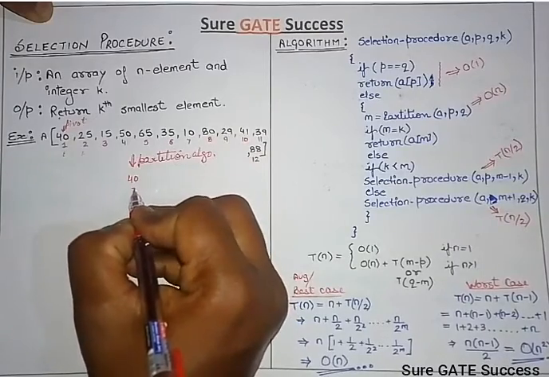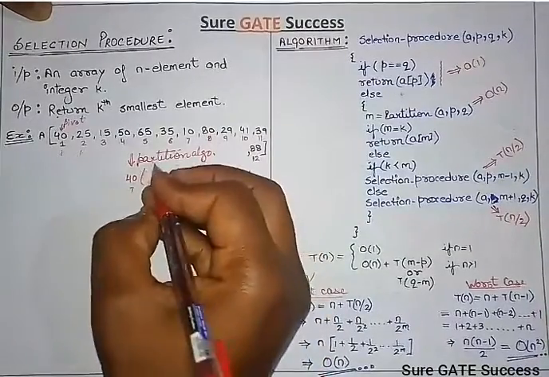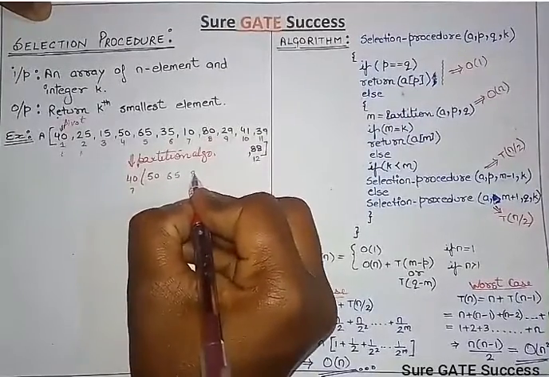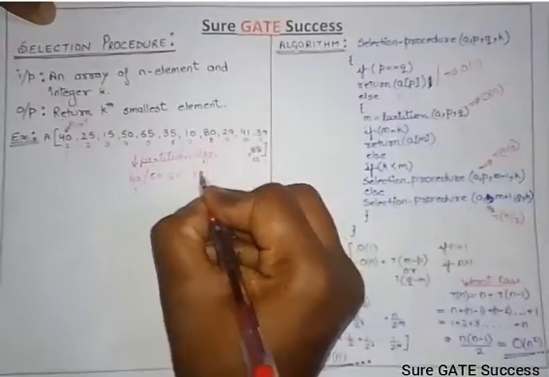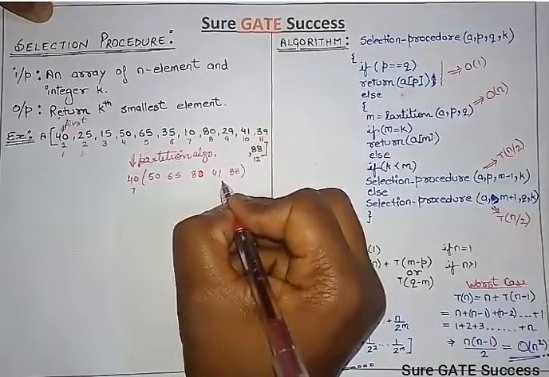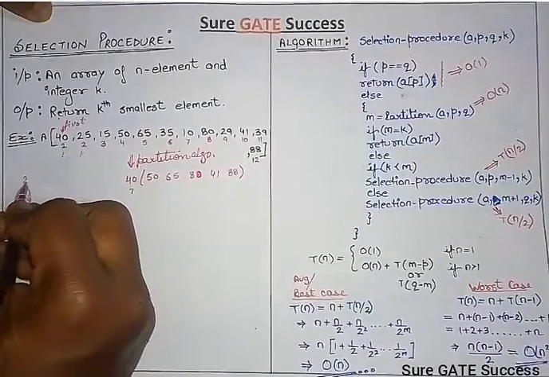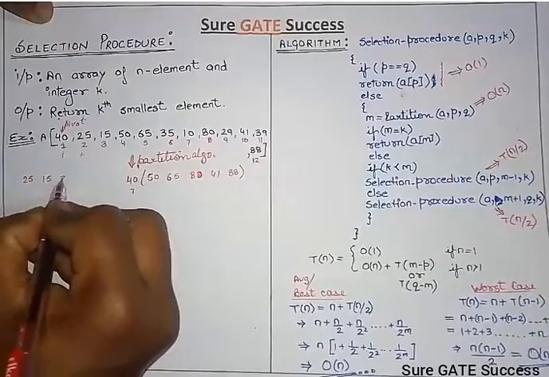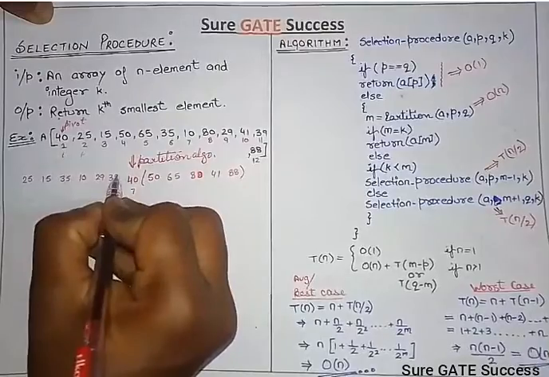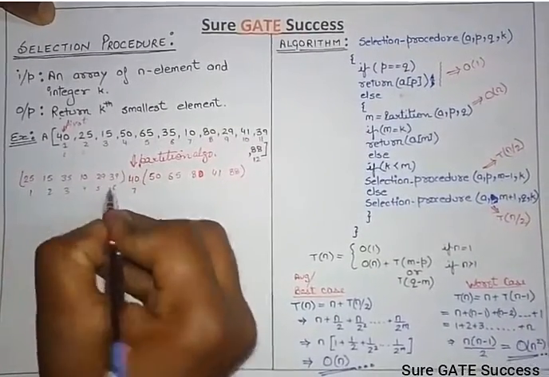So here it will be in the 7th position, and the numbers greater than 40 will be on the right side: 50, 65, 80, 80, 41 and 88. So these will be the numbers on the right-hand side, and the numbers on the left-hand side will be smaller: 25, 15, 35, 10, 29 and 39. So these are the locations.